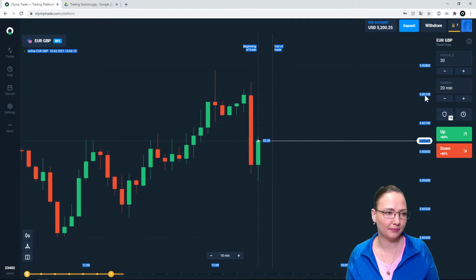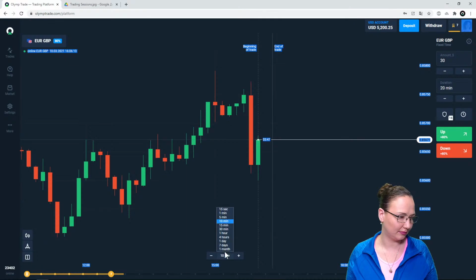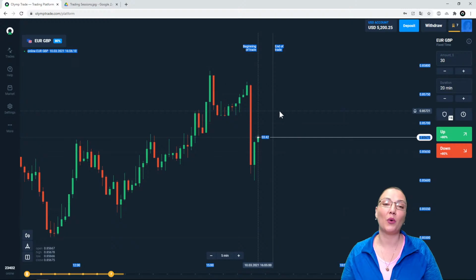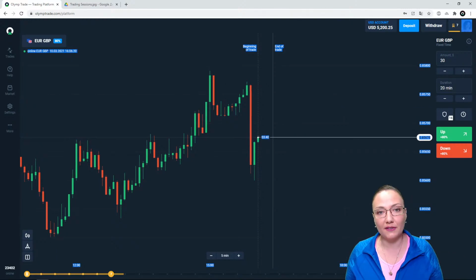Highlighted my chart. Oh well. Anyways, so risk-free trades, they come in different sizes.